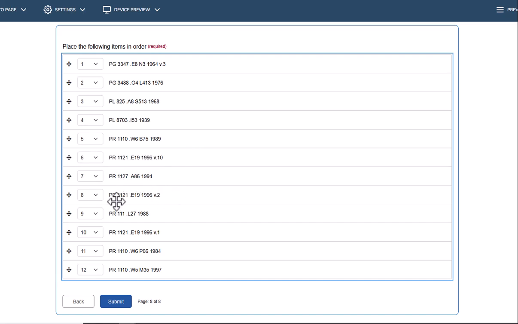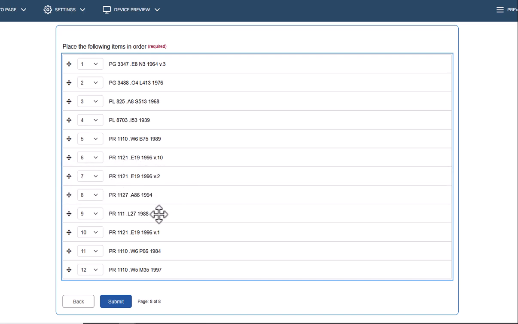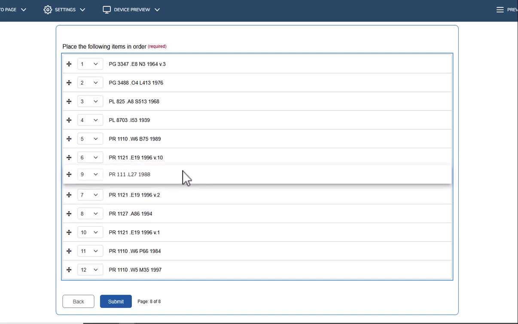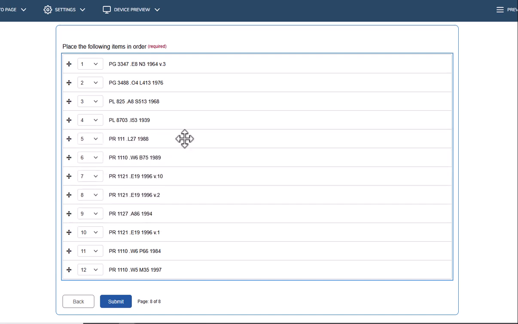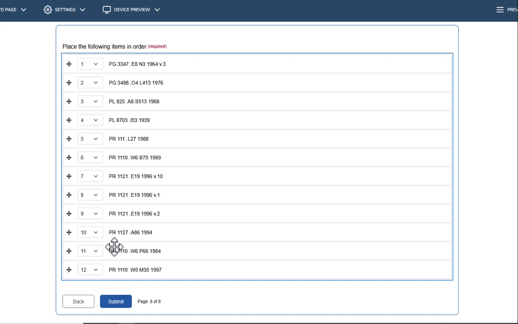Okay, now we have another 1121. I remember having a 1121. We're going to move that up so that they can be friends. Now we have PR 111. I know that is less than everything that I've seen so far, so I'm going to move that all the way up to the top of the PRs, that is. And now we're going to swing back down to here. PR 1121 again. Going to get that to join as friends.